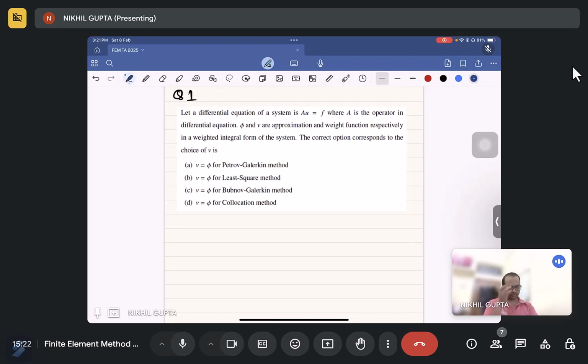So in this week, you have learned about different weighted residual methods. Now, the questions are related to it. The first question which I have prepared is this. There's a differential equation of a system, which is A u = f. A is the operator in the differential equation, and phi and V are the approximate and the weighted function. Then you have to choose the correct option.